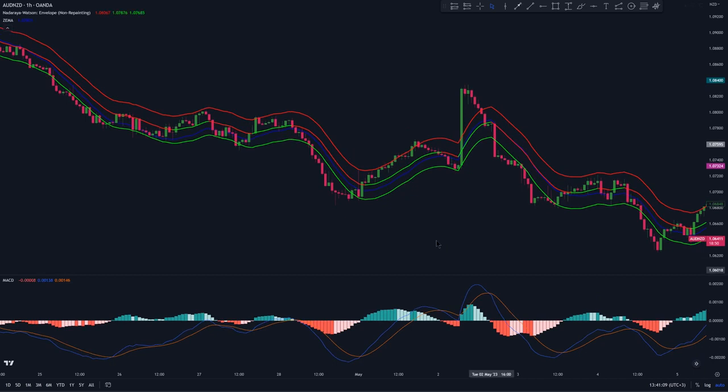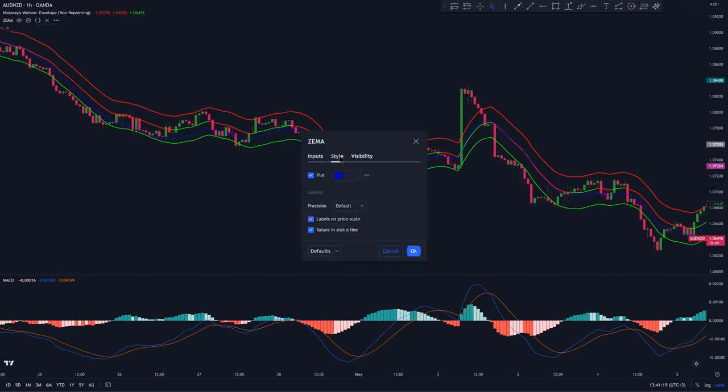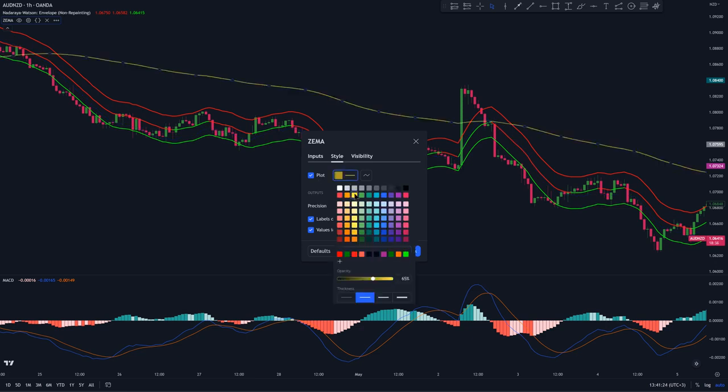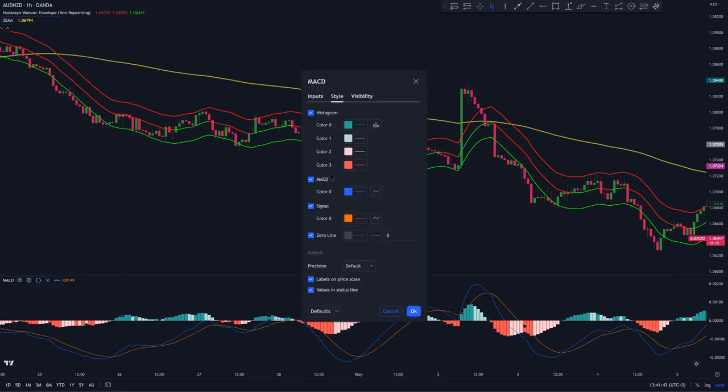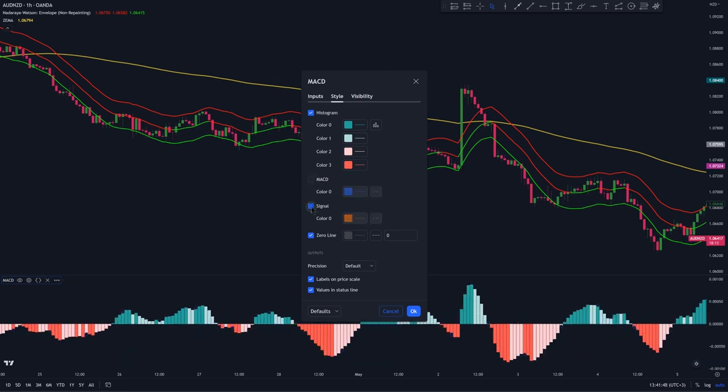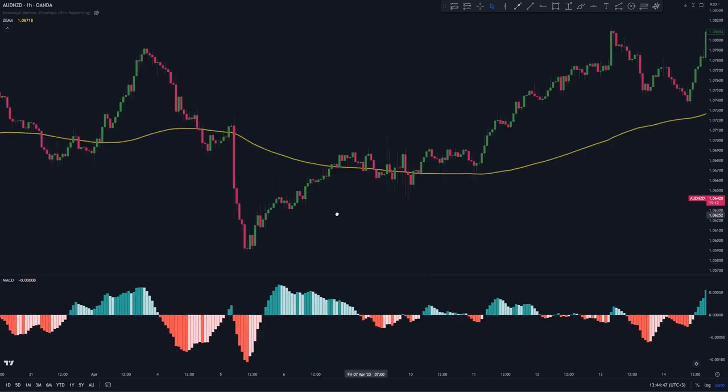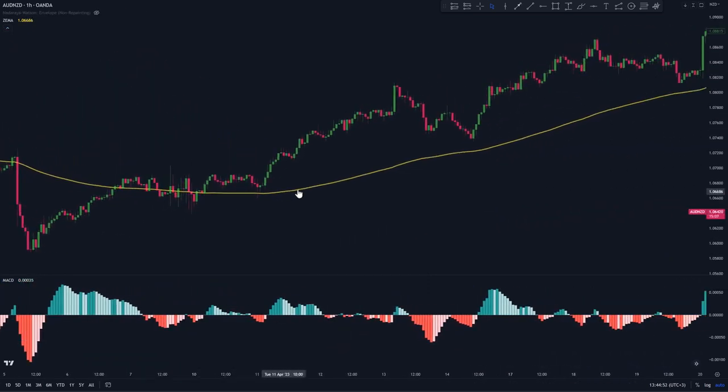Double-click on the Zero Lag EMA and change the length to 300. On the Style tab, change the color to yellow and increase the thickness a little bit, and then click OK. Then double-click on the MACD indicator and on the Style tab, disable the MACD as well as the signal line, and then click OK.